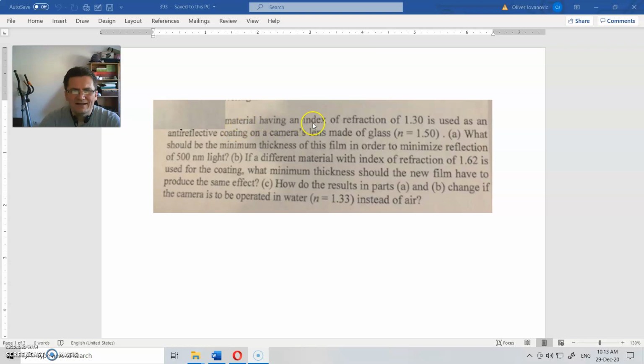Okay, a material having an index of refraction of 1.3 is used as an anti-reflective coating on a camera lens made of glass. Now, just a little digression here.